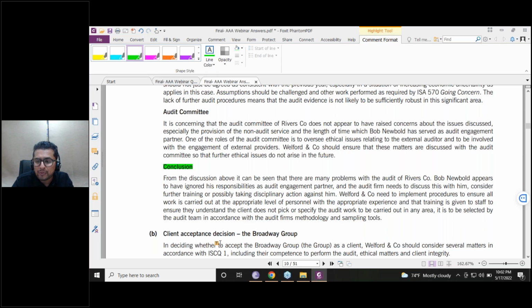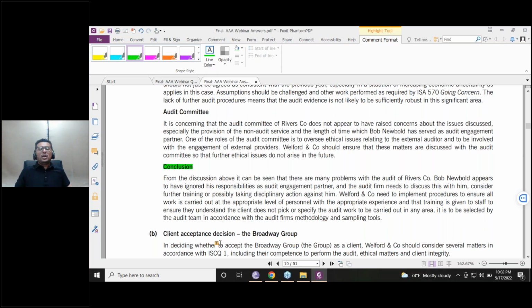The audit firm needs to implement procedures to ensure all work is carried out at the appropriate level of personnel with the appropriate experience, and that training is given to staff to ensure they understand the client does not pick or specify the audit work to be carried out in any area; it is to be selected by the audit team. So if you feel that this conclusion is difficult for you, you can still get 15 out of 15 by ignoring the conclusion.